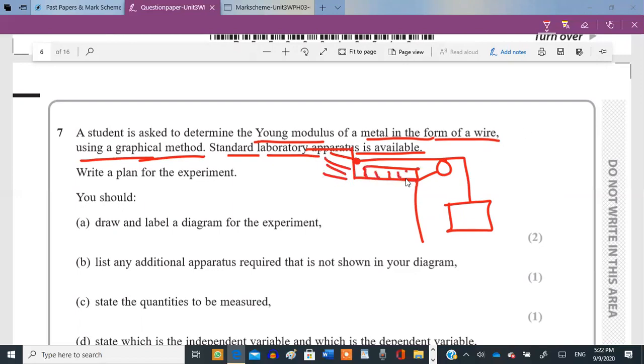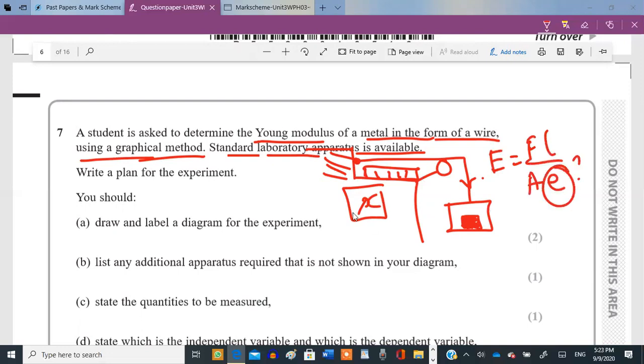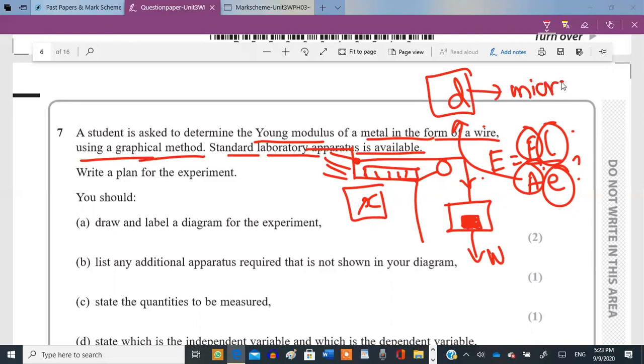There's a scale placed over here, and there are some weights. Some weight is placed over there, and this tension causes the wire to extend by a certain extension. The formula for Young's modulus is E = FL over Ax. The extension x is measured by this ruler, F is the weight which is applied, and L is the original length. The cross-sectional area can be found by first measuring the diameter using a micrometer screw gauge or a vernier caliper, and then using the formula for area, pi d squared over 4, we can get the value for area, and this will give us the Young's modulus.